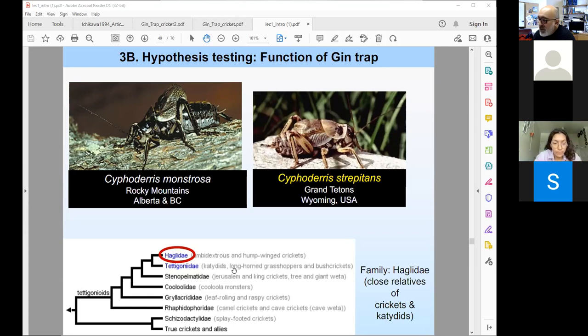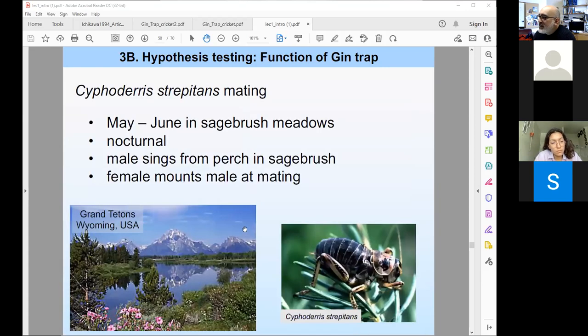Now, I don't know why it's called a gin trap, but basically, and I'll show you in a second, the male has a part of their anatomy that will clamp shut and hang on to the female when they're mating. So here we are. In this case, we're talking about a species called Cyphoderus strepitans. It lives in the United States. I think this study is around Wyoming.